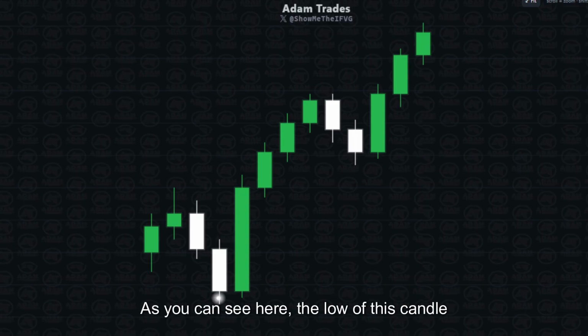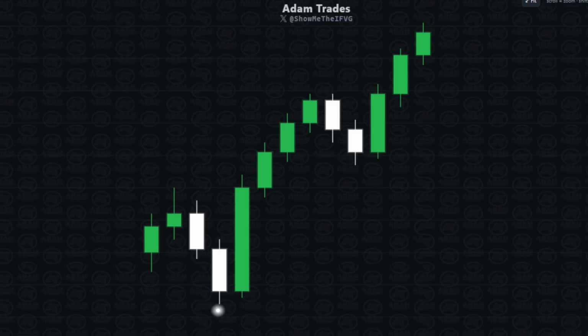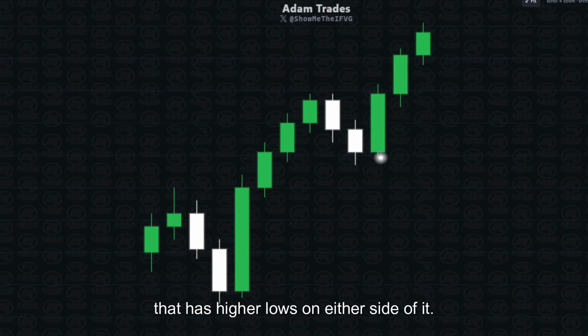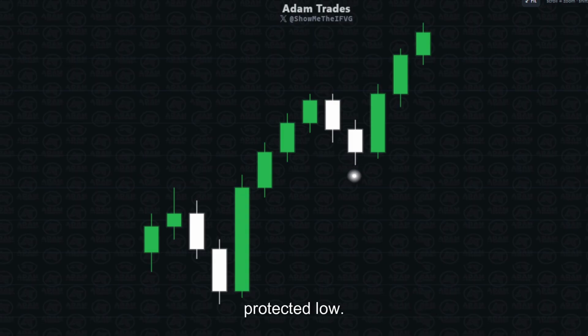As you can see here, the low of this candle is lower than the one to the right of it and to the left of it. So this was the first protected or swing low that existed. As you can see, we broke up and we get once again a low that has higher lows on either side of it. This now becomes the new swing low or protected low, and this one is no longer.